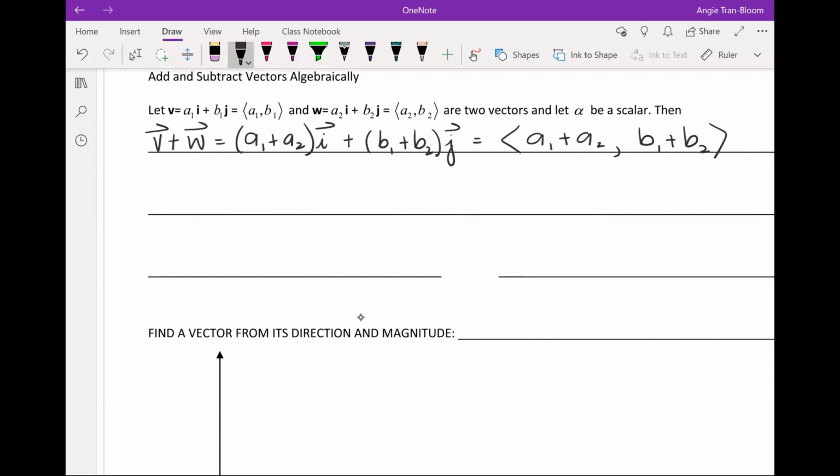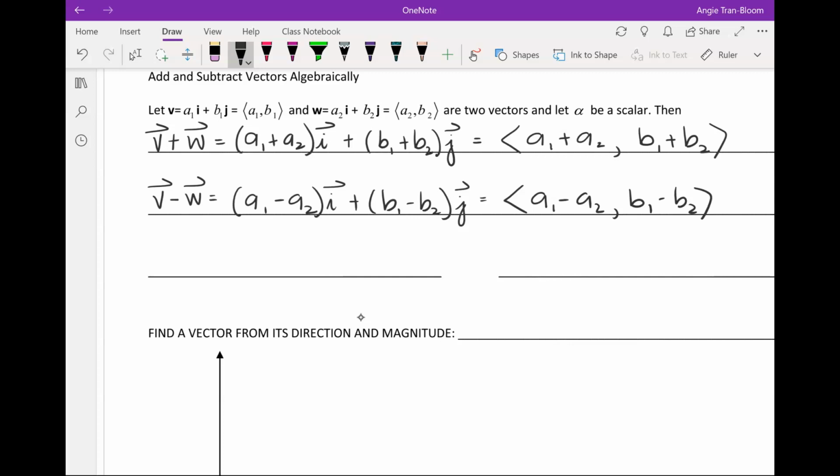You can do the same thing for subtraction. Vector v take away vector w. So in subtracting, you're just subtracting your components. a1 minus a2 in the i direction first, plus b1 minus b2 in the j direction. So you can go a1 minus a2, b1 minus b2. So subtracting the two vectors, all you do is take the two components and subtract them.